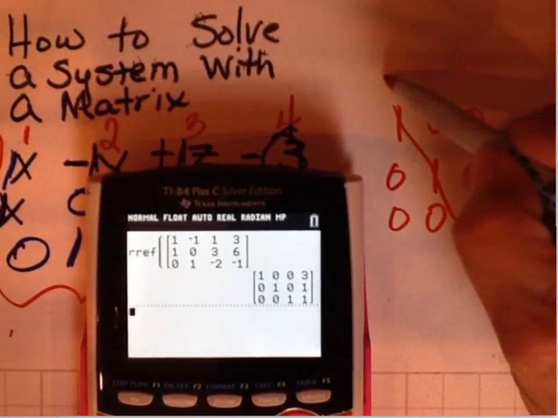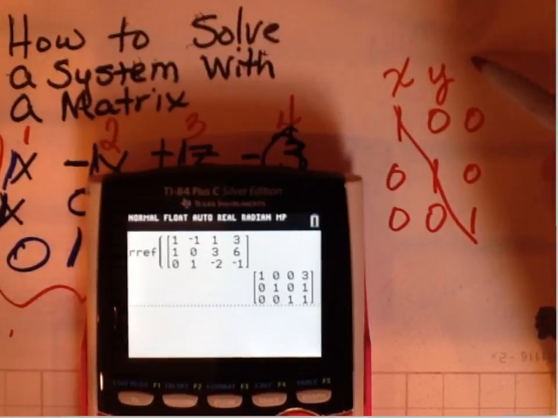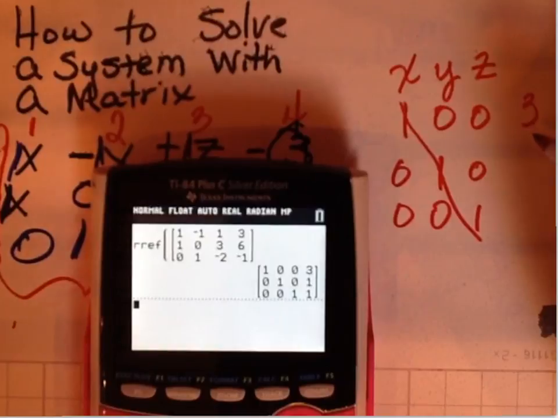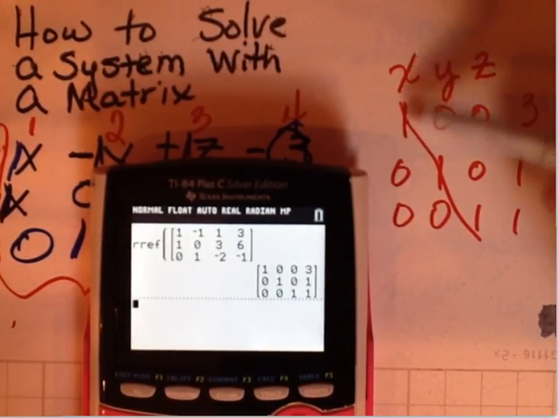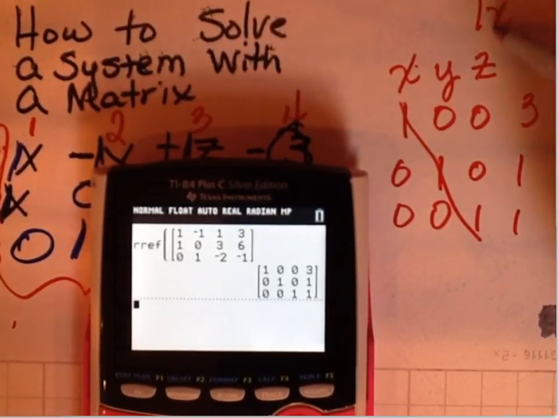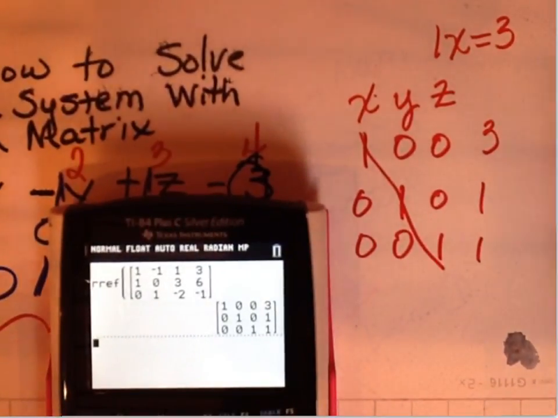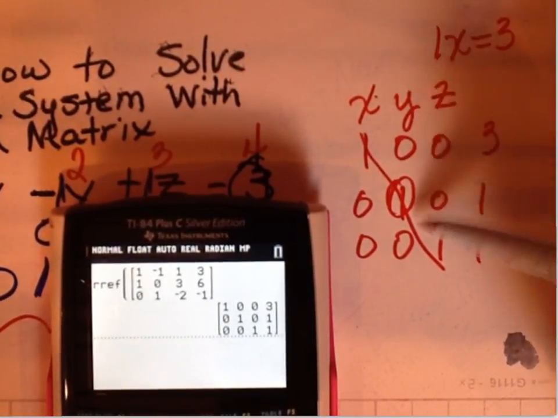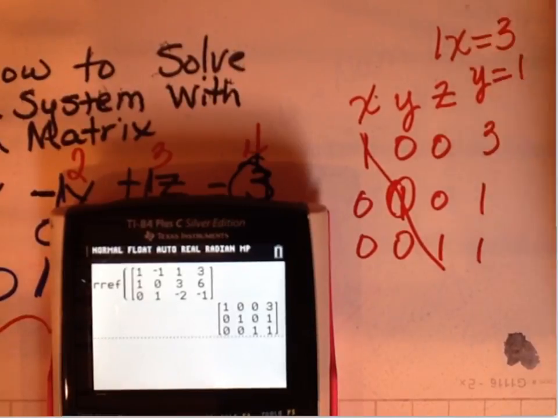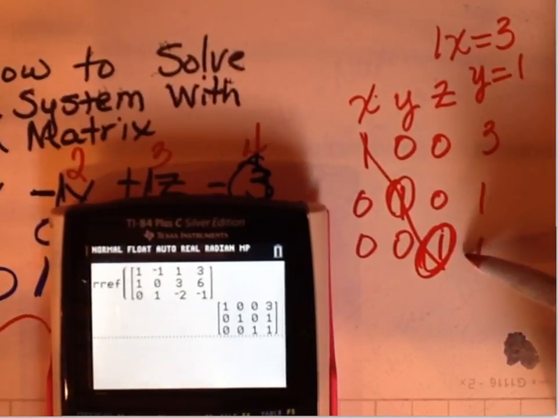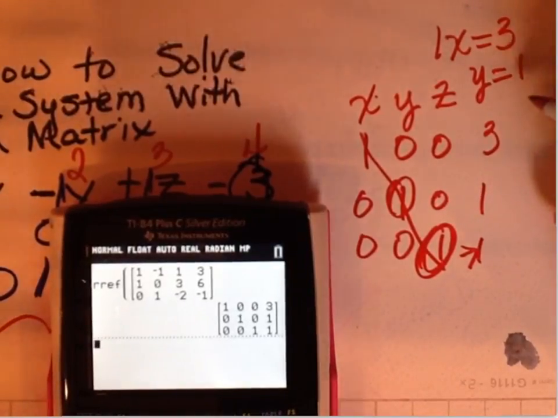All right, now if you remember, this was my X column, this was my Y column, this was my Z column. And finally, I have these three numbers here, 3, 1, 1. So you'll notice I have a 1 in the X column, so that means 1X is equal to 3. So my X is equal to 3. Then down here is where I have 1Y, so my Y is equal to 1. And finally, a 1 in the Z column means the number across from that is my solution for Z, so it is equal to 1.